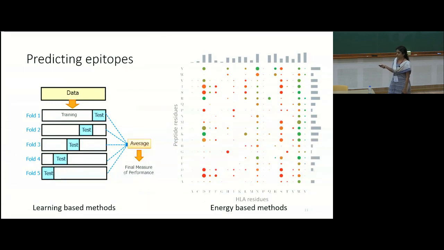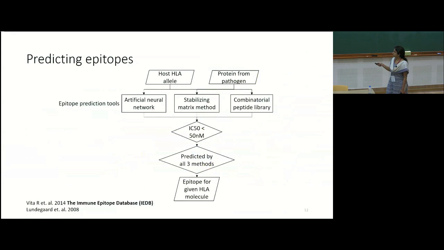And some of the methods out there to predict the number of epitopes are either learning-based methods, where experimentally determined peptide MHC complexes are used as training data, or energy-based methods, where the binding affinity between the HLA allele and the viral peptide are used to predict what the binding affinity will be between a new viral peptide and the individual's HLA alleles. In our work, we use 3 epitope prediction tools: the artificial neural network, stabilizing matrix, and combinatorial peptide library, and consider a viral peptide to be an epitope only if all 3 of these methods predict the binding affinity to be very, very strong.